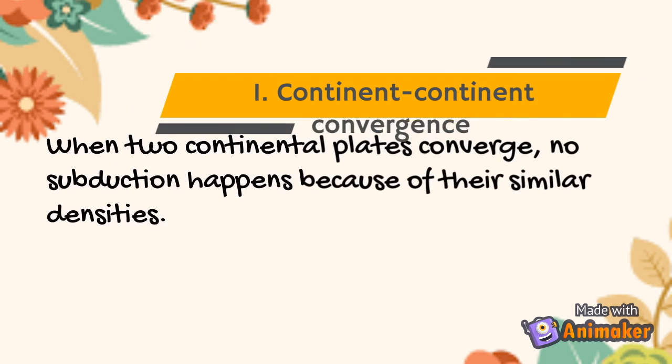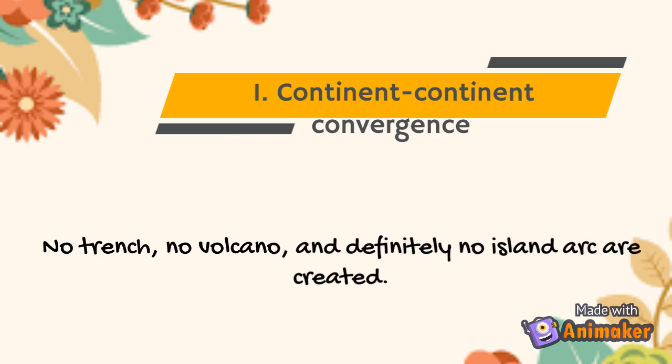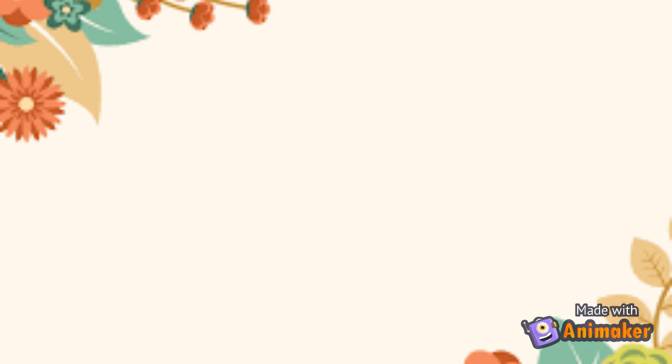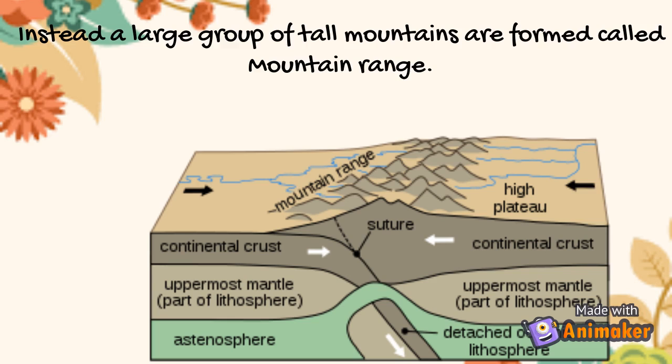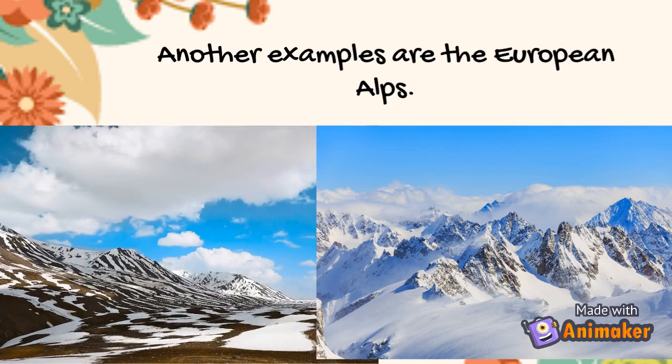When two continental plates converge, no subduction happens because of their similar densities. Therefore, no trench, no volcano, and definitely no island arc are created. Instead, a large group of tall mountains are formed called mountain range. The collision between Indian and Eurasian plates gives rise to the Himalayas, which still grows because of the continuous grinding of the two plates. Another example is the European Alps. Upon collision, earthquake occurs because of the plate tectonics.